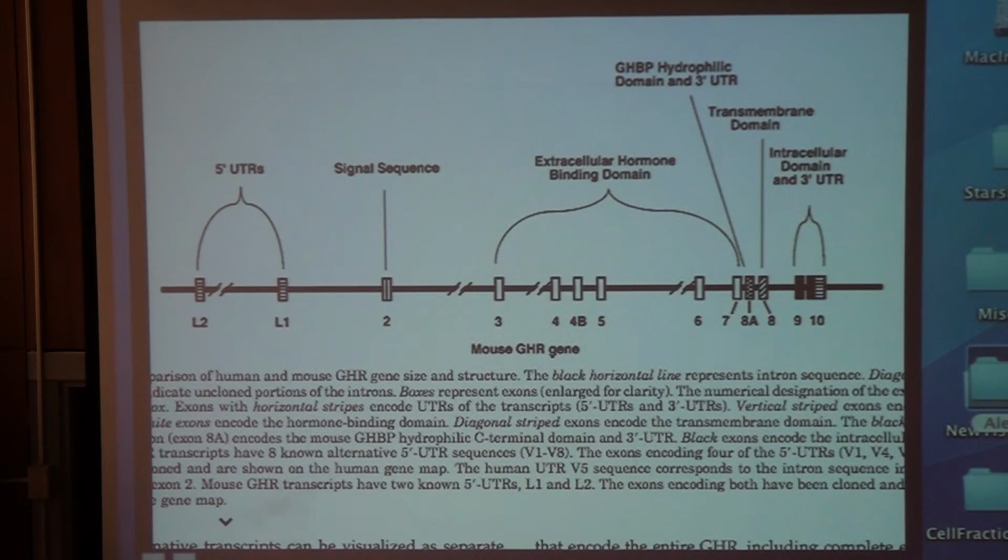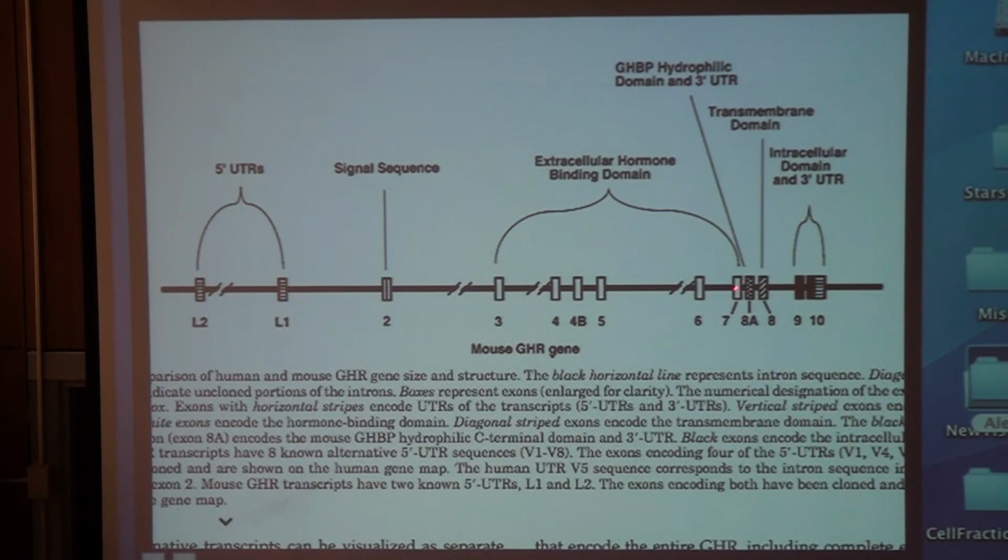And so what we found is that both the receptor and the growth hormone binding protein in mice used these exons right here, 3, 4, 4B, 5, 6, and 7, to make a growth hormone binding domain. And then in some cases, exon 7 was spliced to exon 8A, which would then make the growth hormone binding protein when that RNA was expressed.